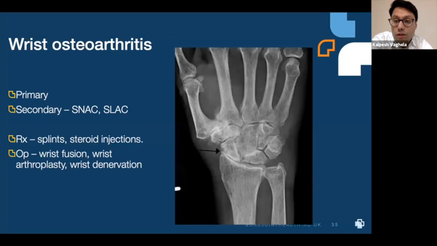Wrist osteoarthritis is a huge topic in itself. It can be primary or secondary, so secondary to scaphoid non-unions that we just talked about, or scapholunate advanced collapse, which is where the scapholunate ligament has been ruptured and arthritis has developed because it's not been treated. Once again, it's similar to Kienbock's. You really need to manage the symptoms and then reserve your operative interventions for when there is an appropriate time.